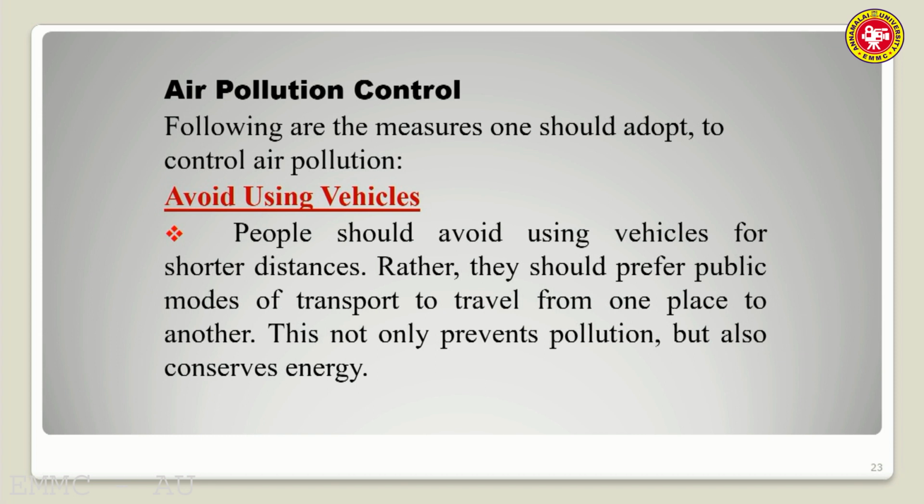Air pollution control. Following are the measures one should adopt to control air pollution. First one, avoid using vehicles. People should avoid using vehicles for shorter distances. Rather, they should prefer public modes of transport to travel from one place to another. This not only prevents pollution, but also conserves energy.